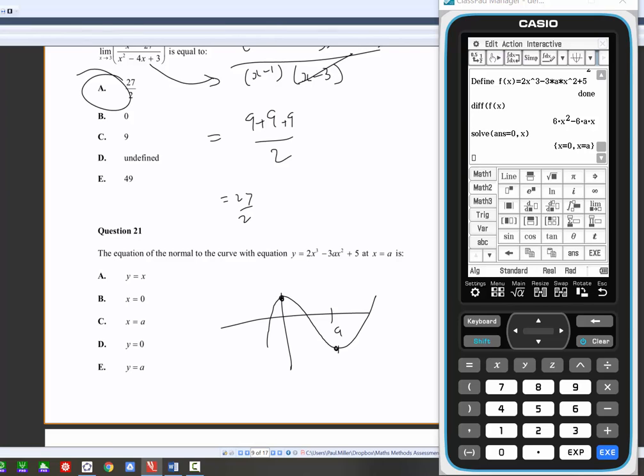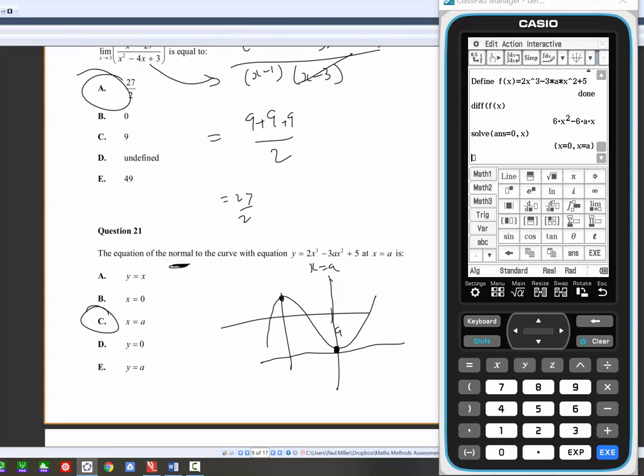In which case, the gradient at the stationary point is always going to be 0. Which means that the equation of the normal to the curve at that stationary point, the normal, remember, is perpendicular to the tangent. That's this. Right, and what will happen is this is always going to be the line x equals a. So that's your answer there.